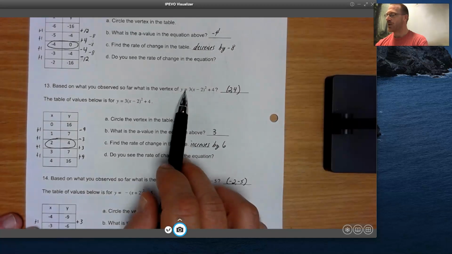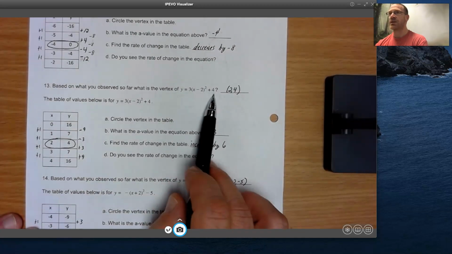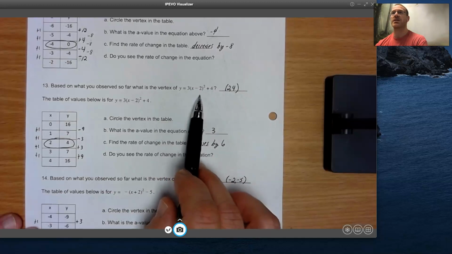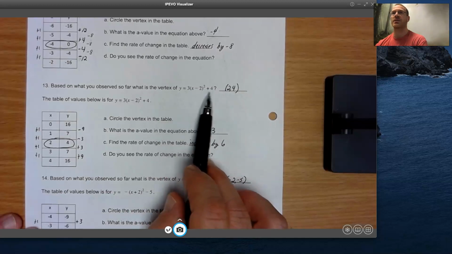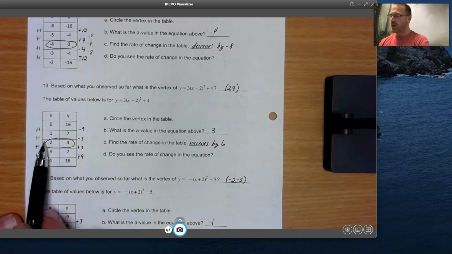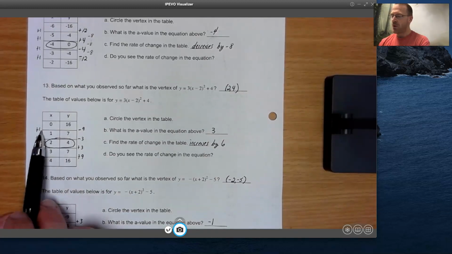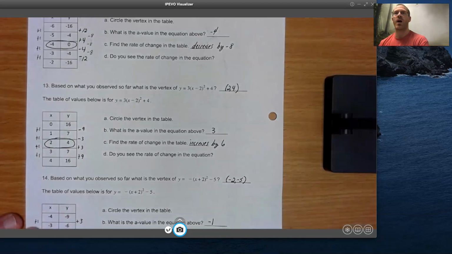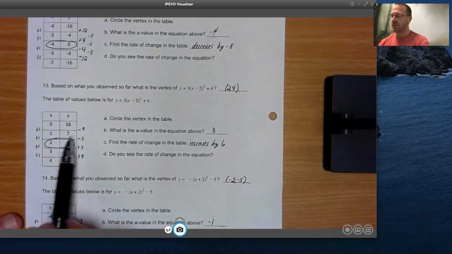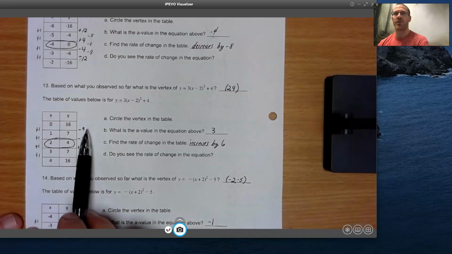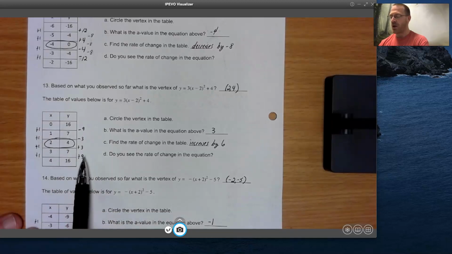Okay, once again, looking at number 13, if I look at this equation, what do I see? I see the point 2, 4 for my vertex. What do I circle in my table here? 2, 4. There's my vertex. All right, so I go up 1 for all of my changes in x. Now let's look at our changes in y. I go down 9, I go down 3, I go up 3, I go up 9.